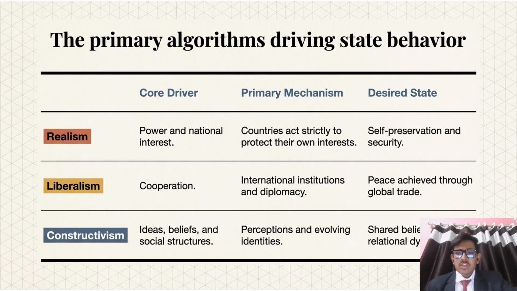The primary algorithm driving state behavior. Realism: power and national interest. Primary mechanism: countries act strictly to protect their own interest. Every country protects their own interest. Everyone thinks about their own profit. Desired state: self-preservation and security. Liberalism: cooperation, international institutions and diplomacy. Peace achieved through global trade.